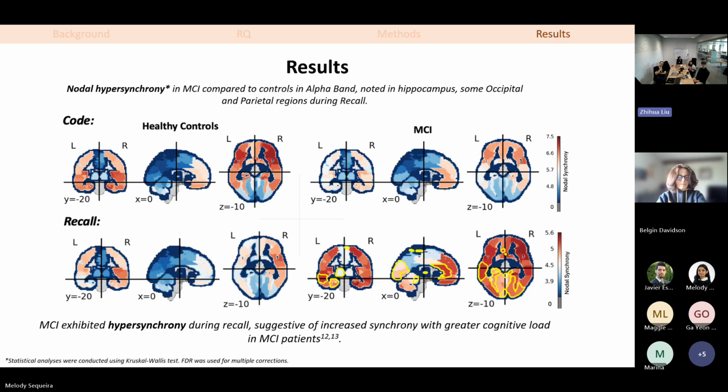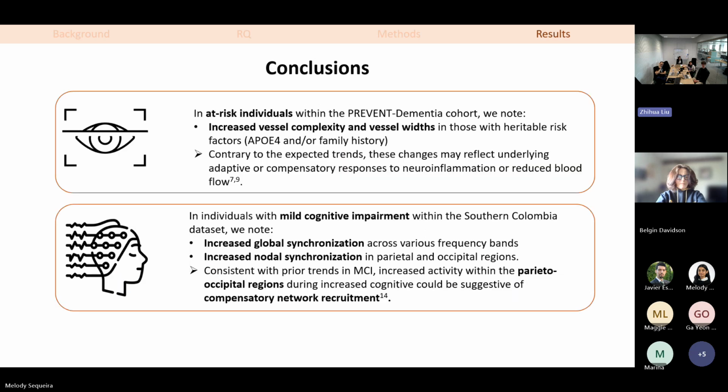So recall requires a lot more cognition than maybe looking at objects on the screen. And so this increased cognitive load could be a possible reason why we see increased activity, where the MCI are just trying to compensate for a lot of that cognitive load.